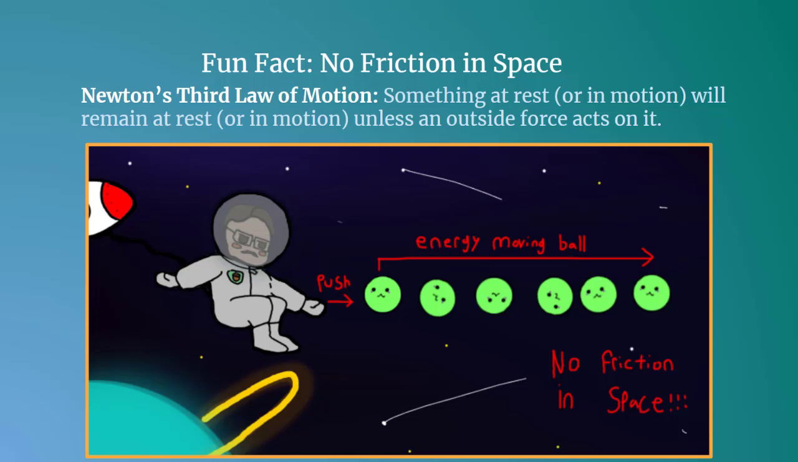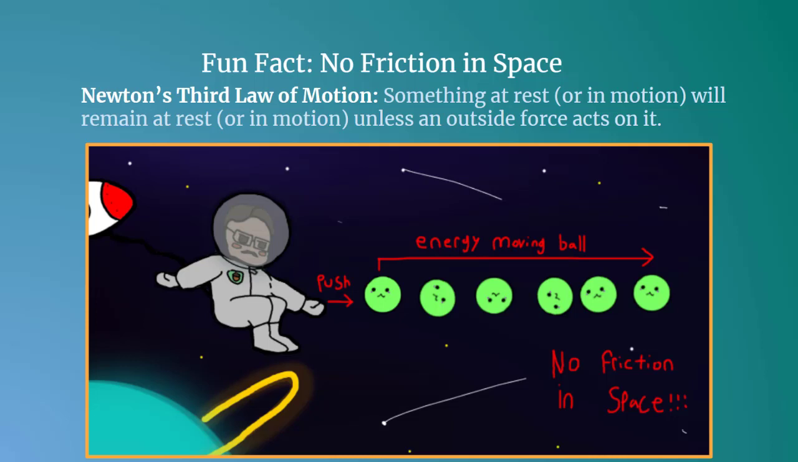According to Newton's first law of motion, something at rest or in motion will remain at rest or in motion unless an outside force acts on it. Simply put, things will not begin moving or stop moving unless something outside of the object interacts with it. For example, a ball will not start rolling without you pushing it. Another example is that a ball will not stop rolling unless friction slows it down.